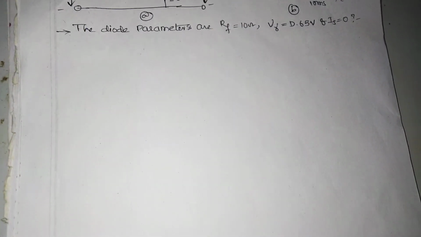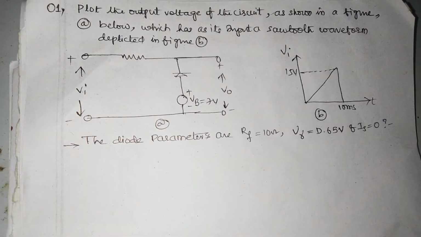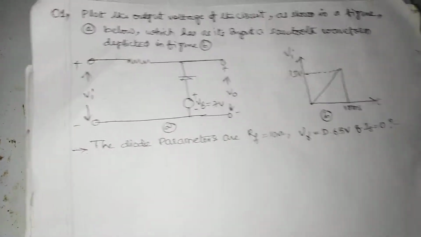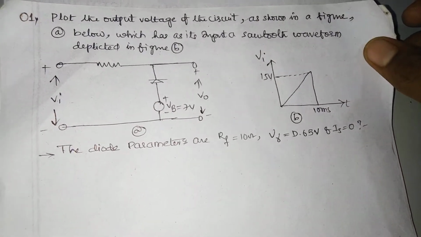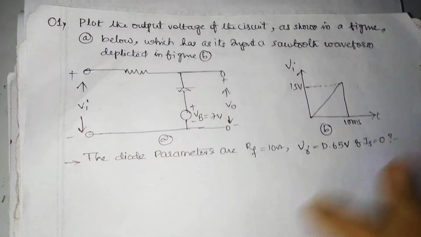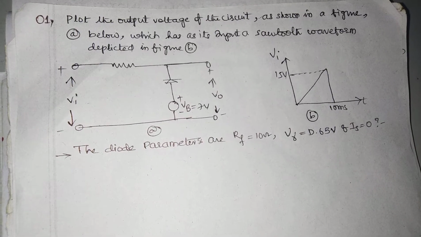Today we discuss previous year ESC paper 2. The paper 2 consists completely of conventional type questions. So today we discuss some of the important conventional type questions of previous year ESC paper 2. The first question is: plot the output voltage of the circuit as shown in the figure below.